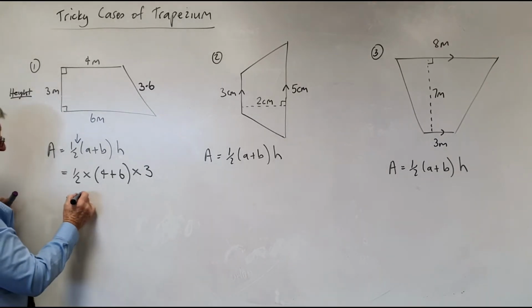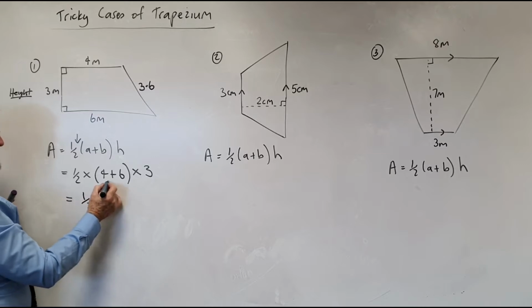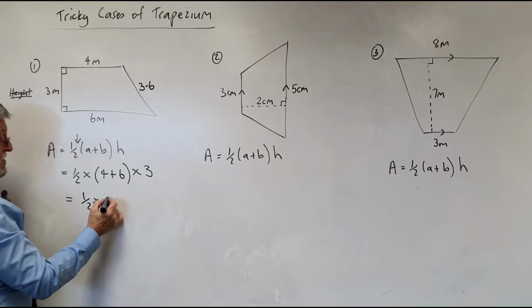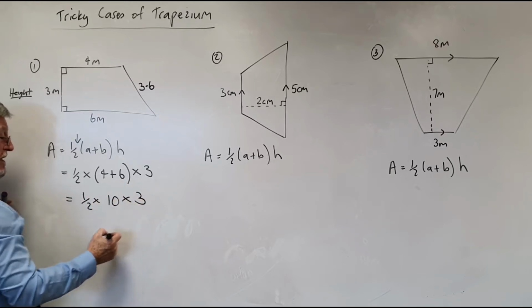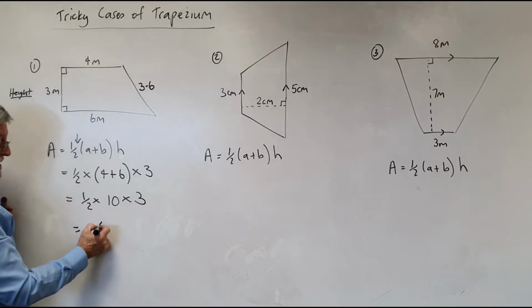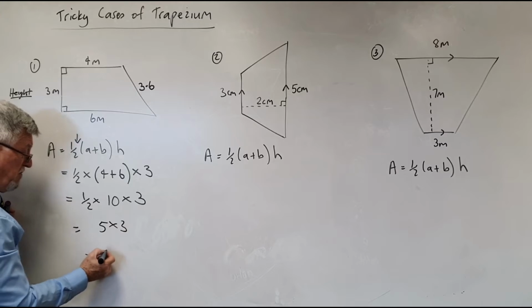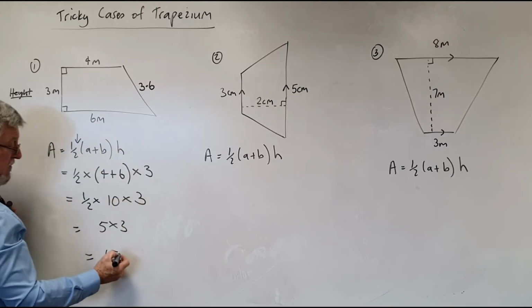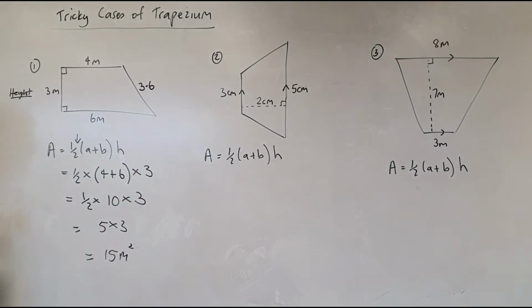If you weren't allowed to use your calculator, you've got to go 4 plus 6 is 10 first. And then you've got the same old problems you always have. A half of 10 is 5, and then you multiply it by 3. So we can make the numbers pretty easy. So if you weren't allowed to use your calculator, we can make it quite simple.